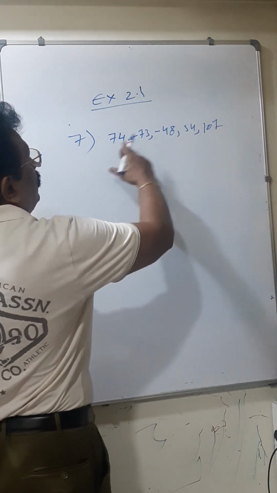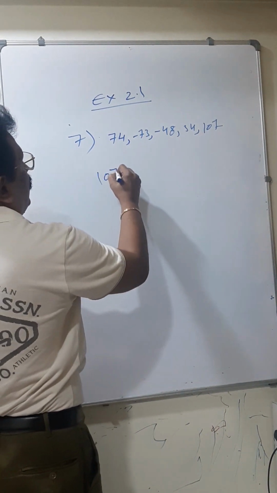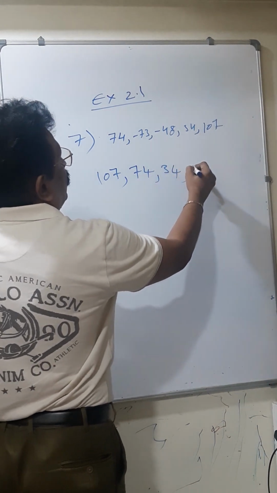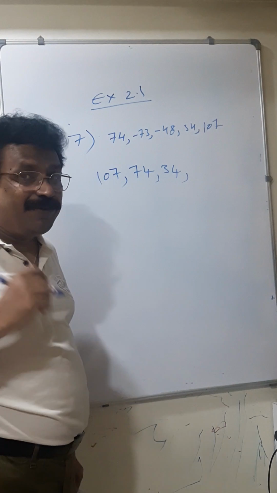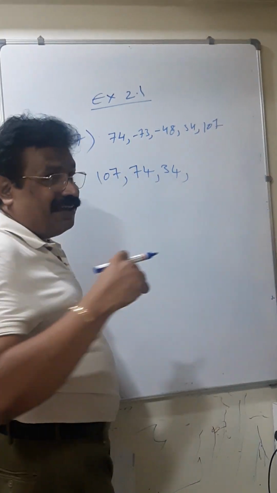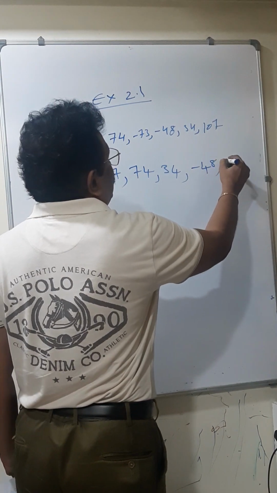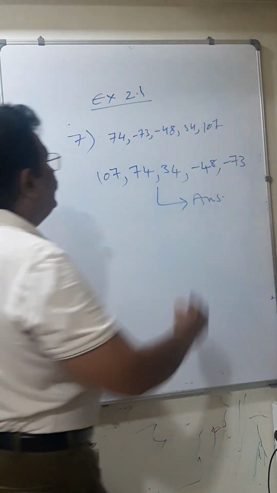Which is the biggest number? Positive में 74, 34, 107 में 107 is biggest. Next is 74. Next is 34. Next is minus 73 and minus 48 में which is bigger? Negative area में आ गया तो छोटा number bigger. Okay, minus 48 bigger, then minus 73. This is the answer in descending order.